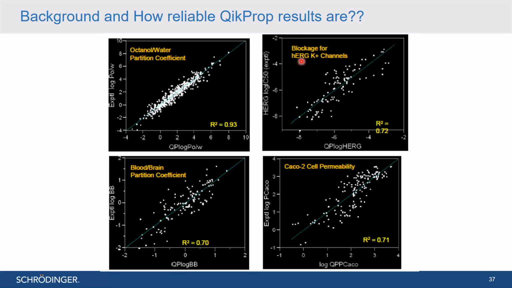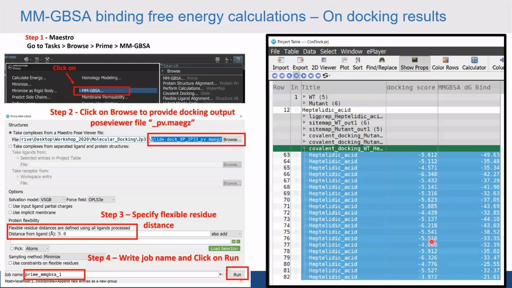and the same thing also applies to other parameters like hERG channel blocking, blood brain barrier permeability, or Caco-2 permeability, which is for intestinal permeability. So for all of these you have reliable models which are already put inside the QikProp module, and at the end you just need to click on run and you will get reliable results out of it, which you can use for further screening.